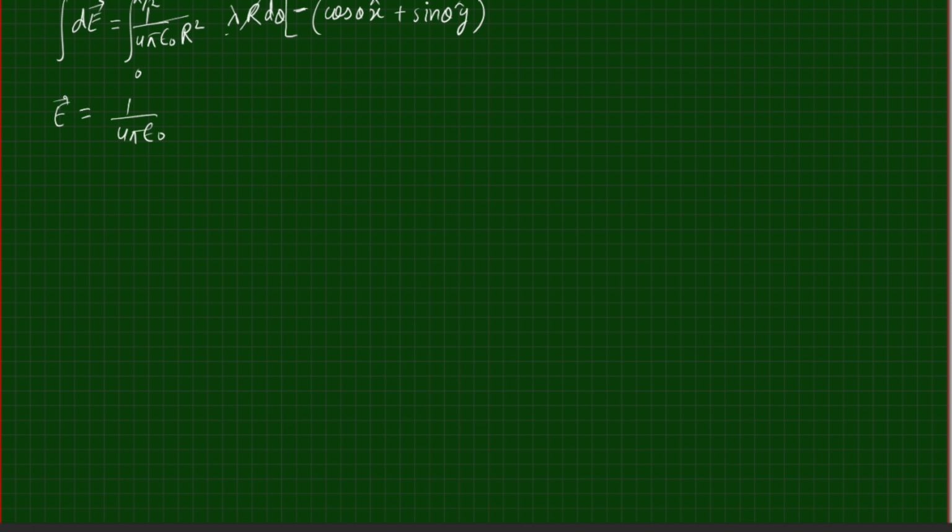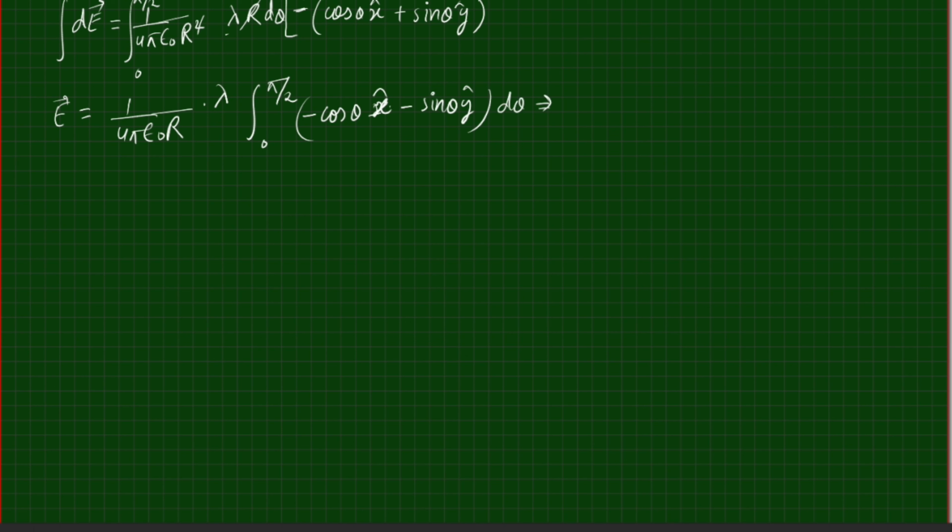The electric field is 1 over 4 pi epsilon naught. One r will get cancelled, this is r, and lambda. These are all constants and will come out of the integration from 0 to pi by 2. What will remain there? Minus of cos theta x cap, minus of sin theta y cap, and d theta.